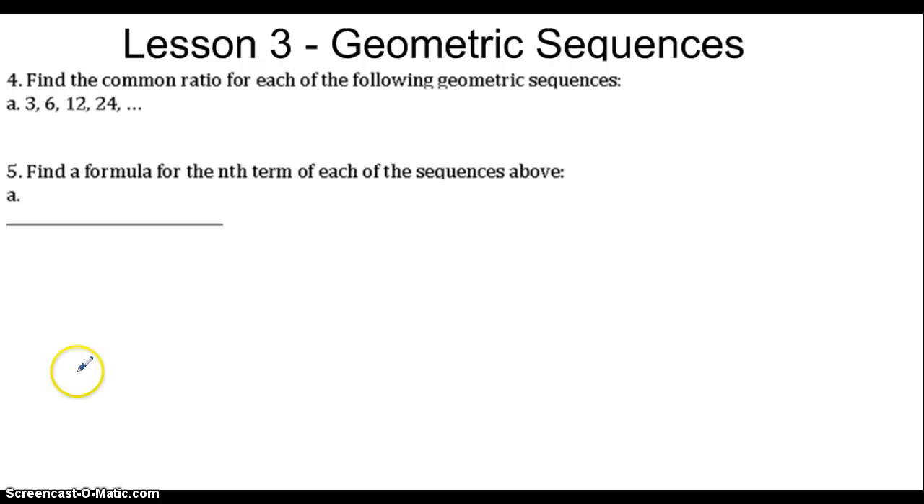Okay, geometric sequences. First thing to do is, how do you know when you have a geometric sequence? That is if it has a common ratio, meaning the ratio of each term to the one preceding it is the same. Well, what do I mean by that?